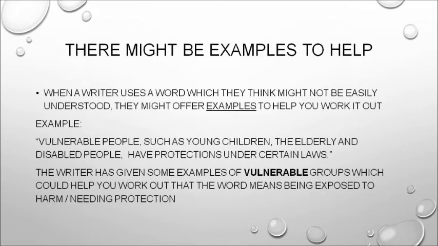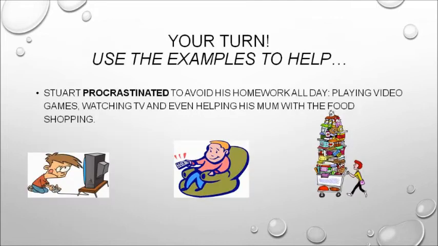Also, the writer might have given you examples to help. So when a writer uses a word that they think you might not know, they might offer an example to help you work out what it means. So: vulnerable people, such as young children, the elderly and disabled people, have protections under certain laws. Here, the writer has given some examples of vulnerable groups, which could help you work out that word means to be exposed to harm or in need of protection.